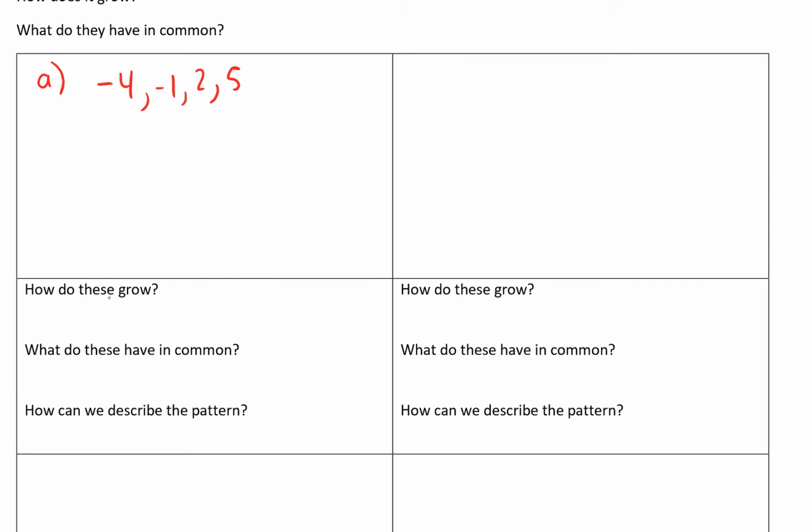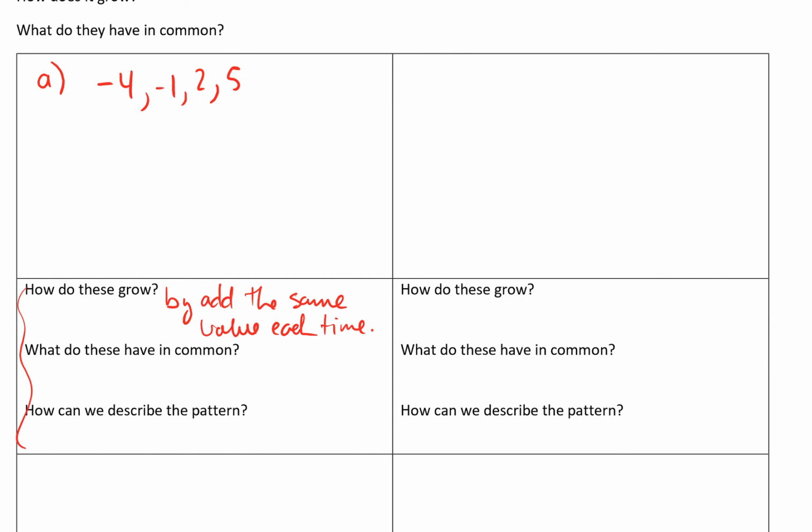So I would say, how did these grow? Well, this one's growing by adding, or you could say adding or subtracting, but adding the same value each time. What do these have in common? I could say repeated addition. How can we describe the pattern? For A, it's add 3, add 3, add 3. So just save this space and write a couple notes about the sequence family.